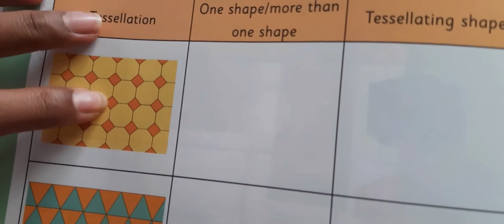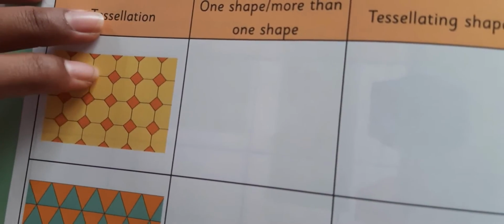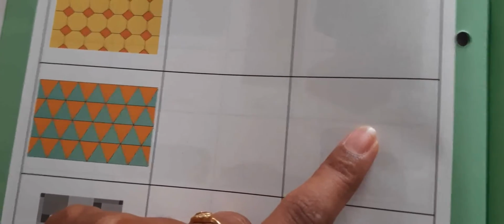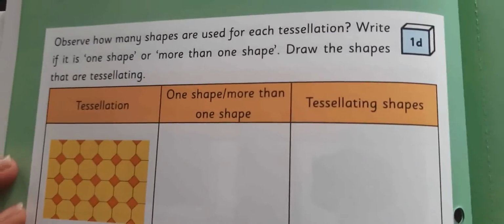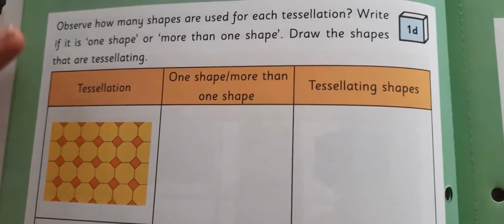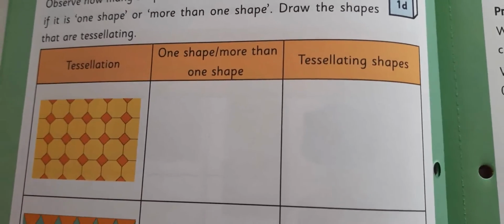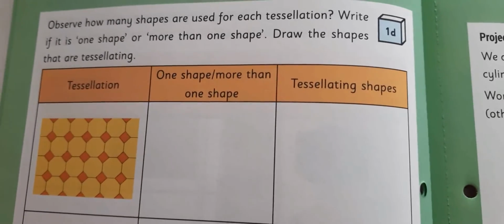See here, in the first question, one is a diamond and another is like a hexagon. You have to draw the two shapes. The next one is just a triangle, so only one triangle is repeated. One shape, draw the triangle here. This is the way you have to write the answers for the activity. Do you have any doubts? Those who do not have the companion, write in the notebook and write the answer. Take pictures and upload them in the app itself.